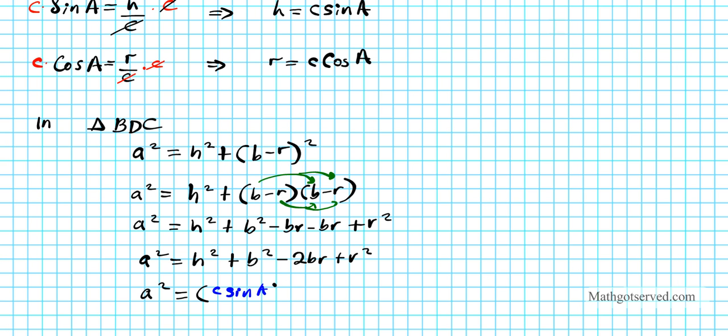How do I know that's the case? It's up here, there's the value of h, plus b squared minus 2b, instead of r, I'm going to put c cosine A. Let's put that in green, c cosine A. Okay, and then plus r squared. r is c cosine A also, so we're going to do (c cosine A) squared.